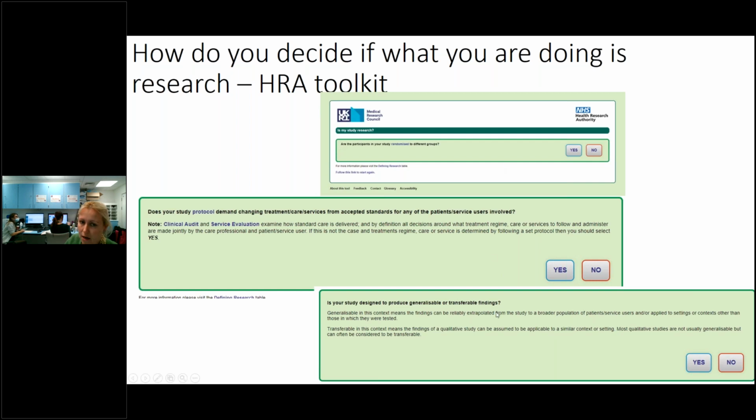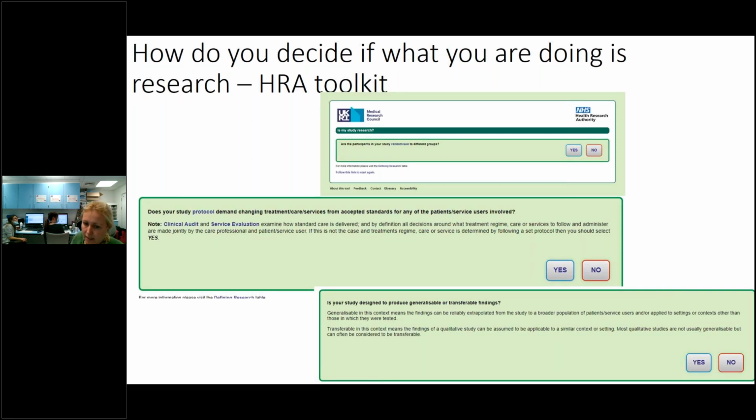Basically: are the participants in your study randomized to different groups? And I'd suggest as trainees doing projects, unlikely. And then, does your study protocol demand changing treatment or services from the normal standards of care? So are you going to give them a different drug as part of your project? Are you going to give them a different NEB than you would normally, or randomize them or give them something different? Again, unlikely. If you're doing that, then this is a huge project and you're going to need to register it. So that's not really what this talks about.